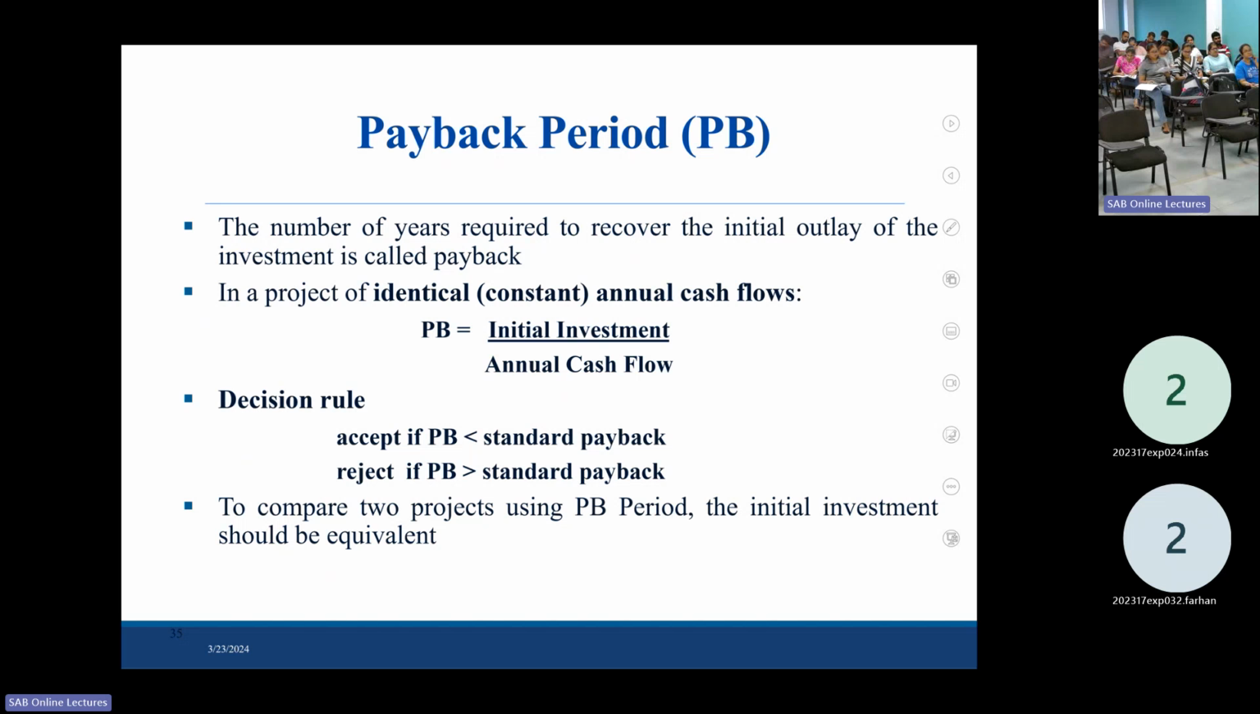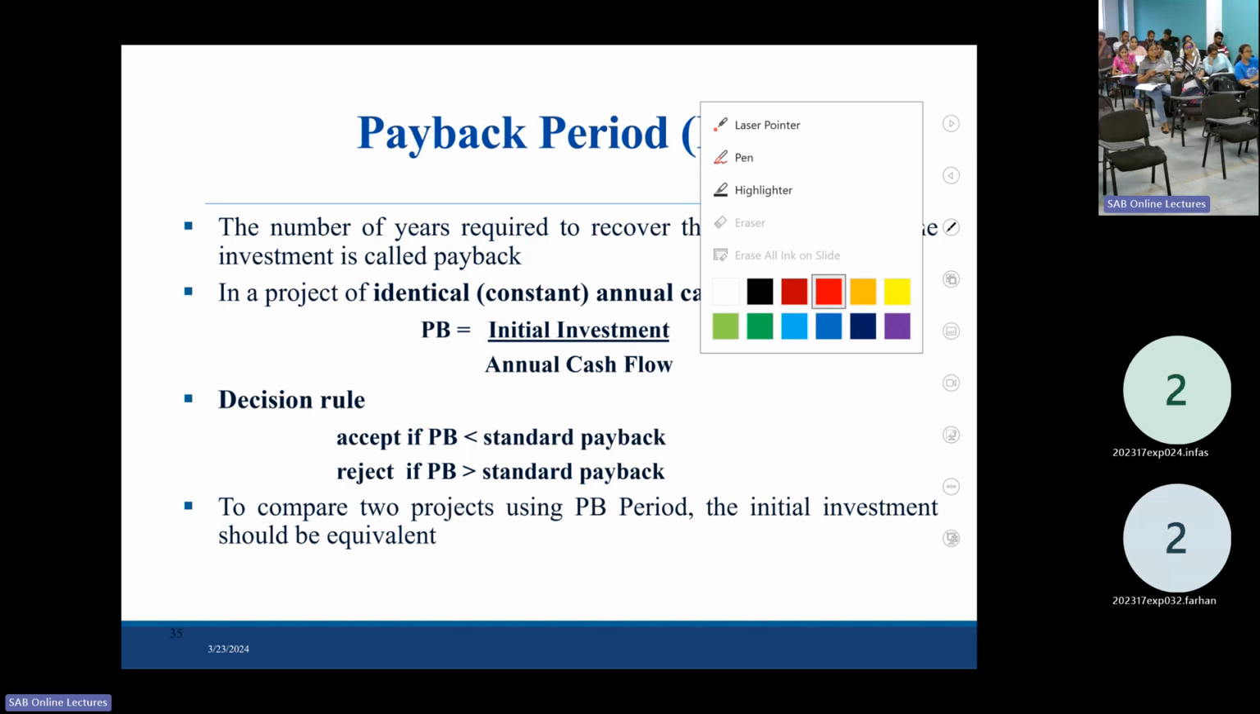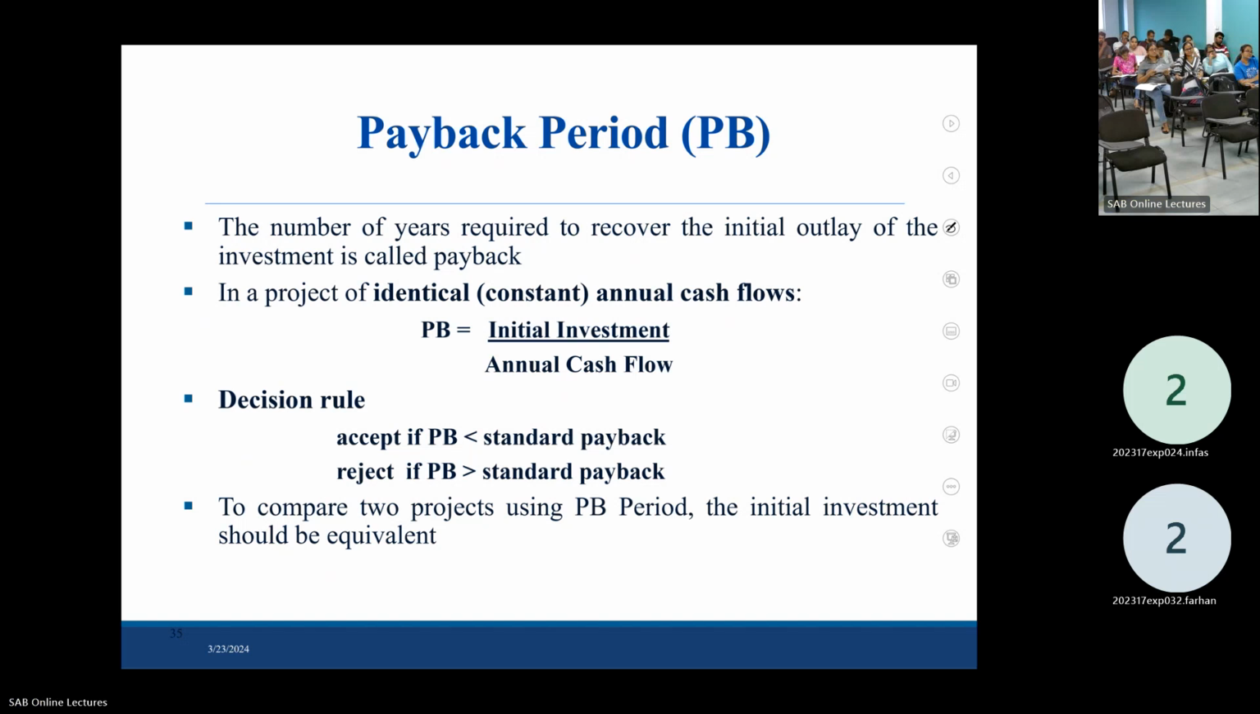Normally the decision rule depends on the standard payback. Actually, the standard payback is not a theoretical number. The standard payback is subjective. It changes from company to company. Normally, the financial manager may have some gut feelings: our payback period is 4 years, 5 years. Likewise, they will have a certain idea in their mind. So this is very subjective. Company to company, industry to industry, type of the project, this standard payback will differ.